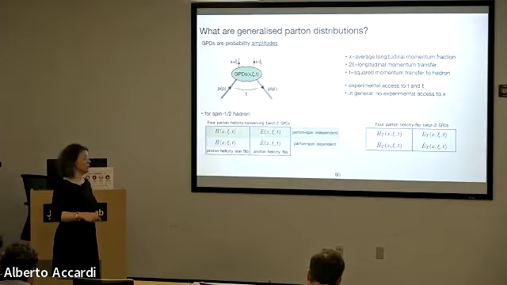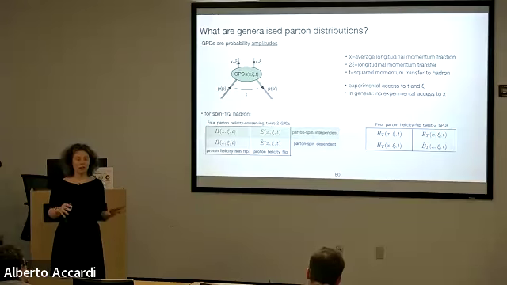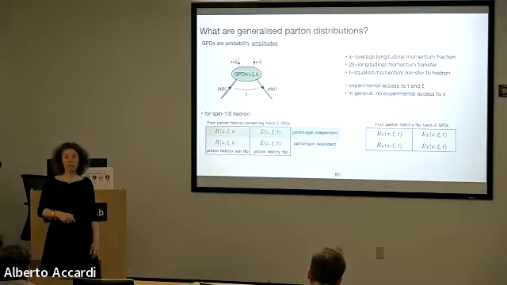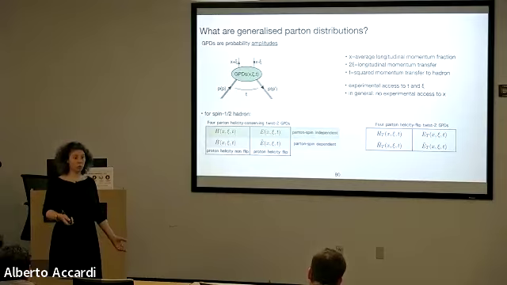The interpretation for these ones is a bit more complicated, but that's the idea. So again, we have a leading twist. We have 8 GPDs, 8 functions that we try to determine through measurements.